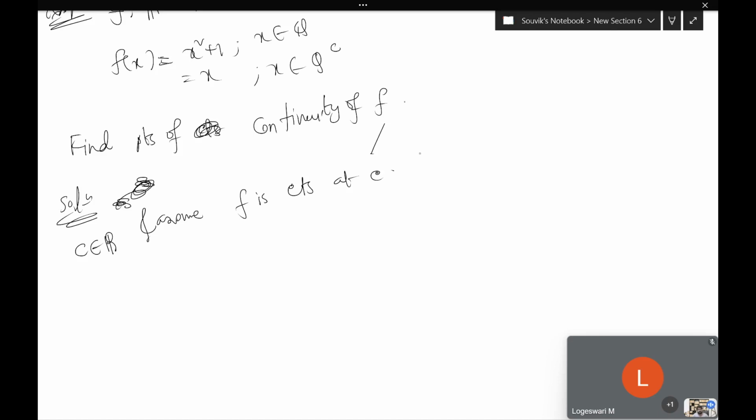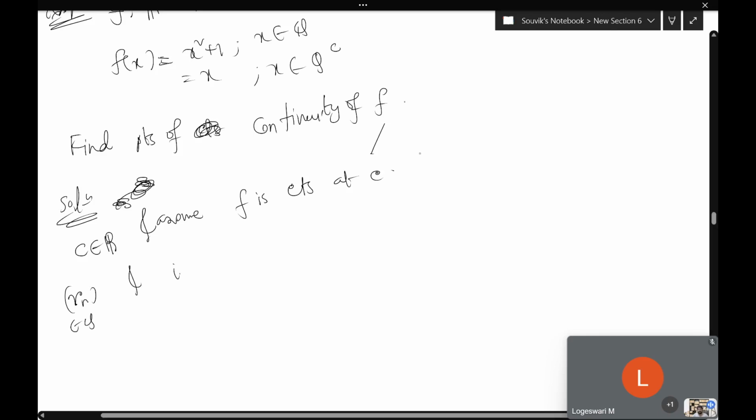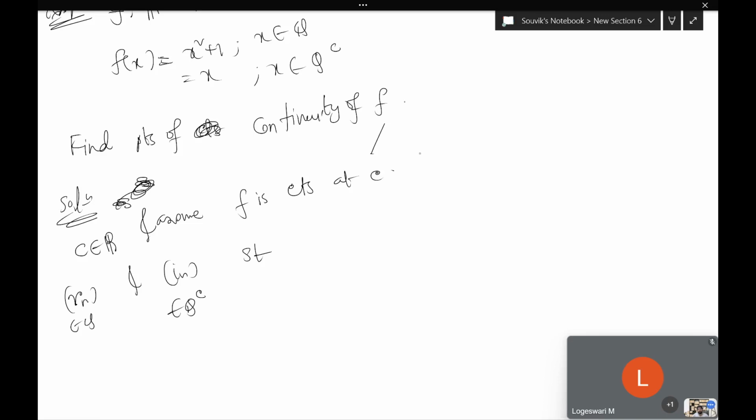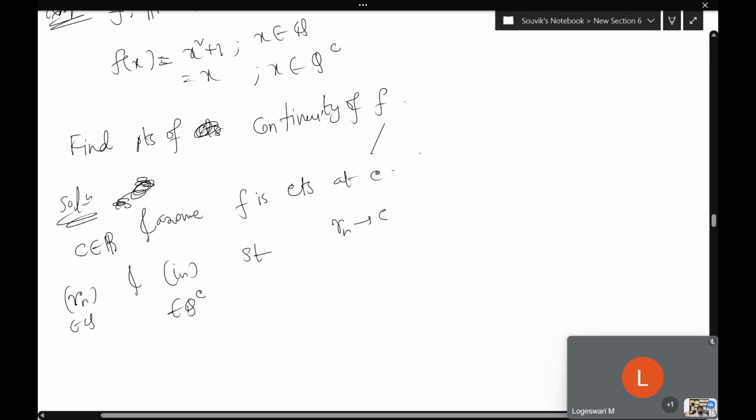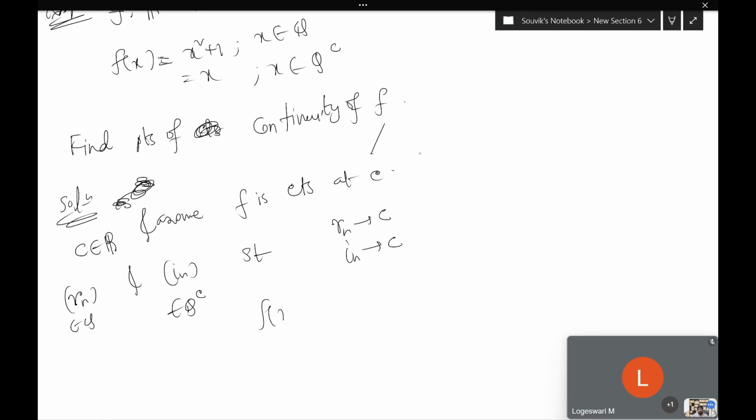So we'll get a sequence of rationals and a sequence of irrationals such that Rn goes to c and In also goes to c. Okay. So by our assumption, Rn goes to c and In goes to c.